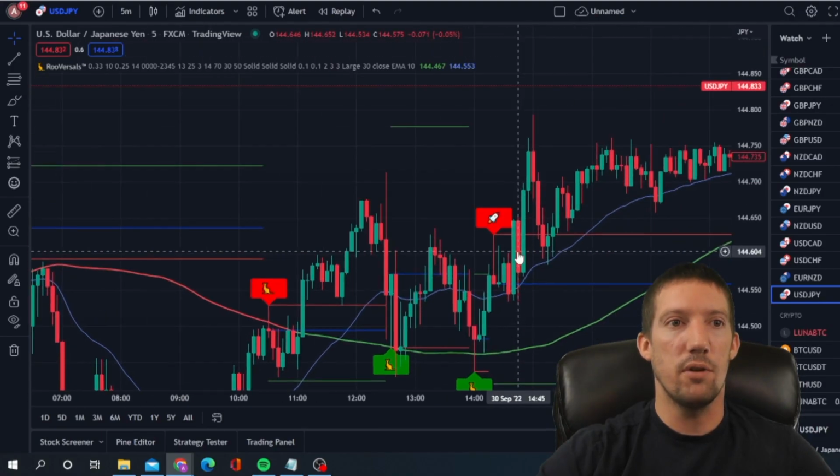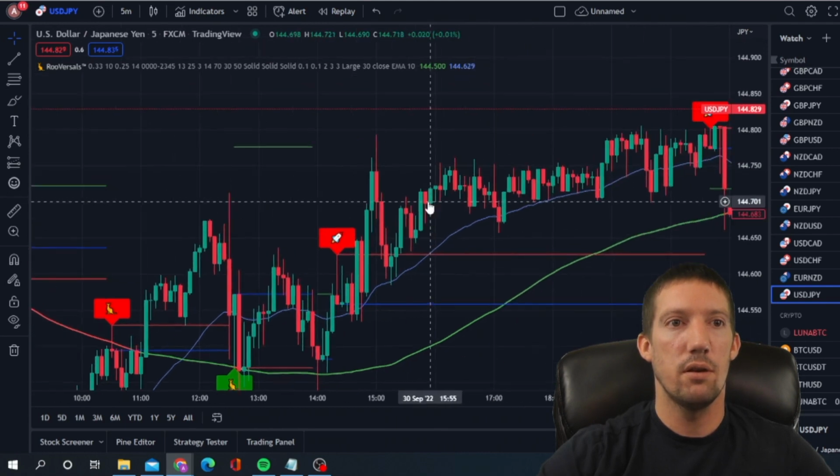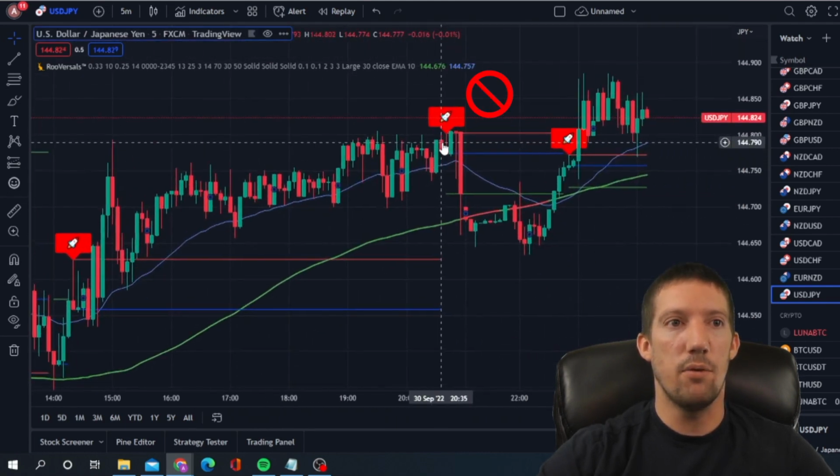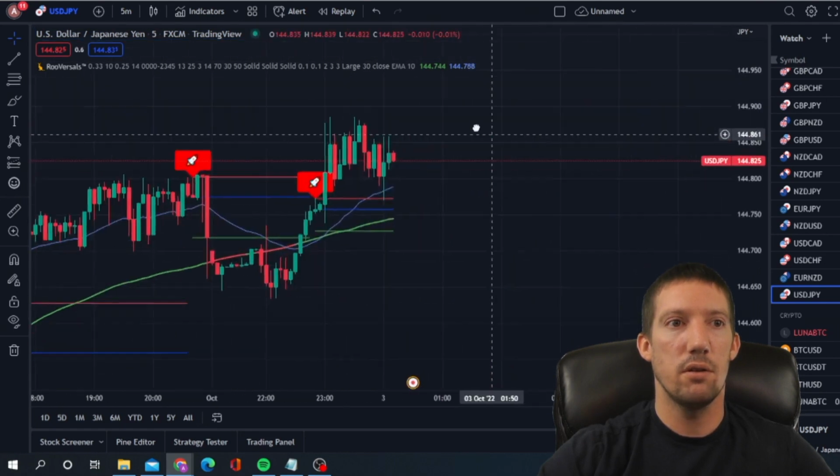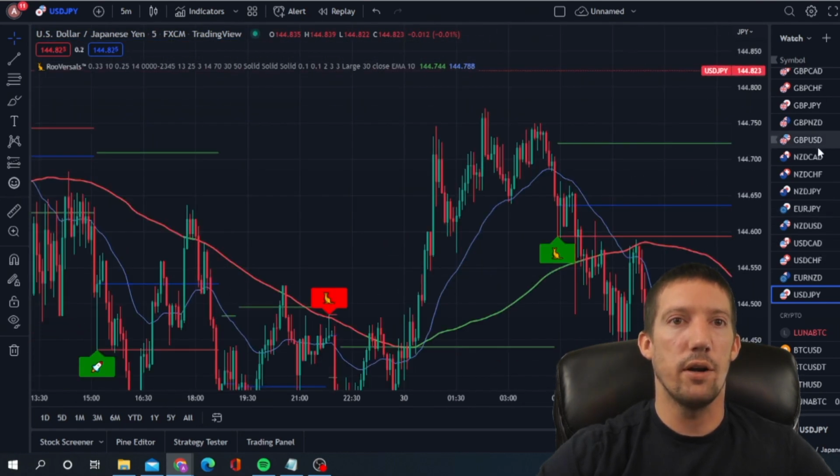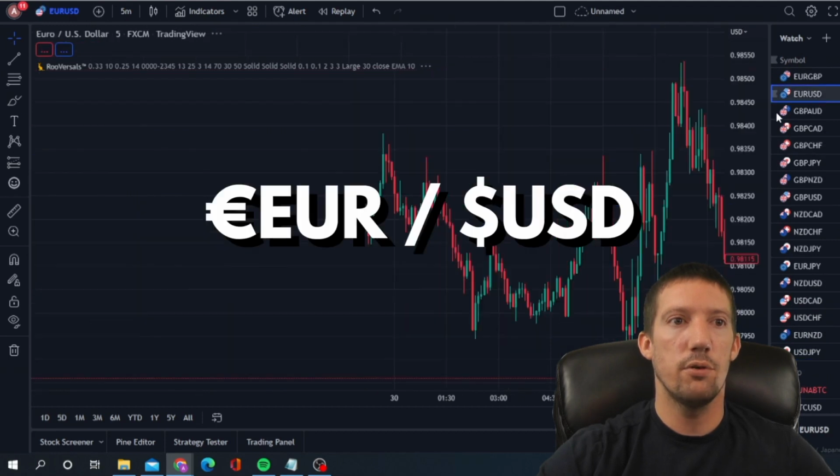We would have skipped this one because we're on an uptrend. We would have skipped that one because we're on an uptrend. We would have skipped that one because we're on an uptrend. Actually, let's look at another pair here. Let's go to EUR/USD.